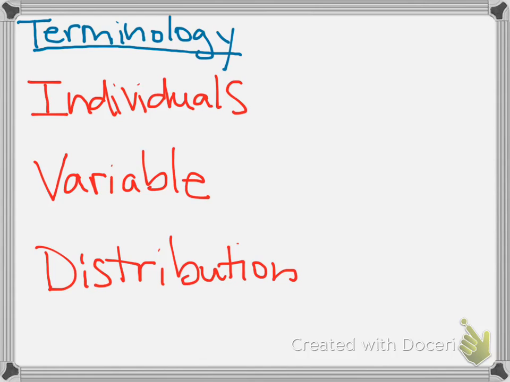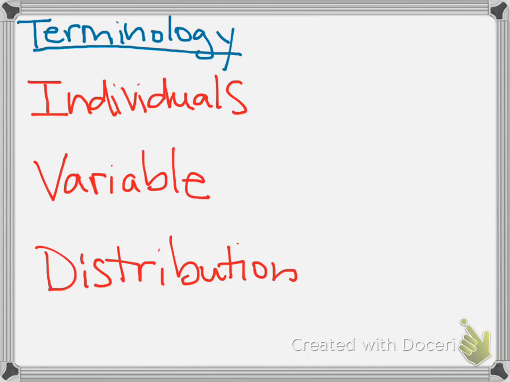Then there's this term variable, a lot like the variable that you would have referred to in an algebra class. The variable is just some defining characteristic of those individuals that you're going to measure. Some of the things that we looked at in class today were people's ages, people's heights, and then people's eye colors. Those were three different variables that we looked at.